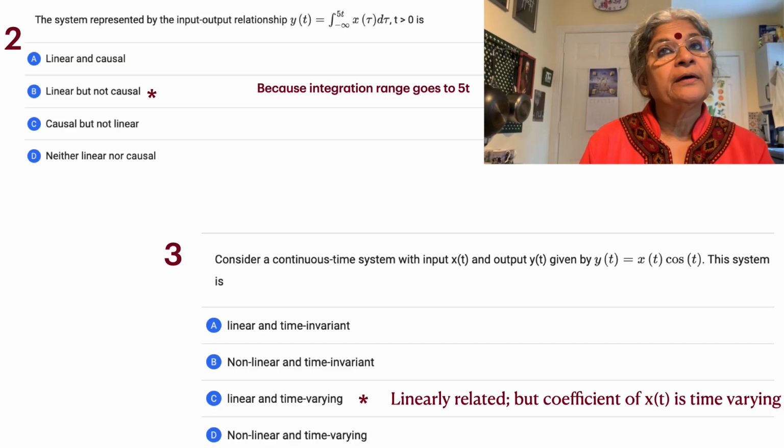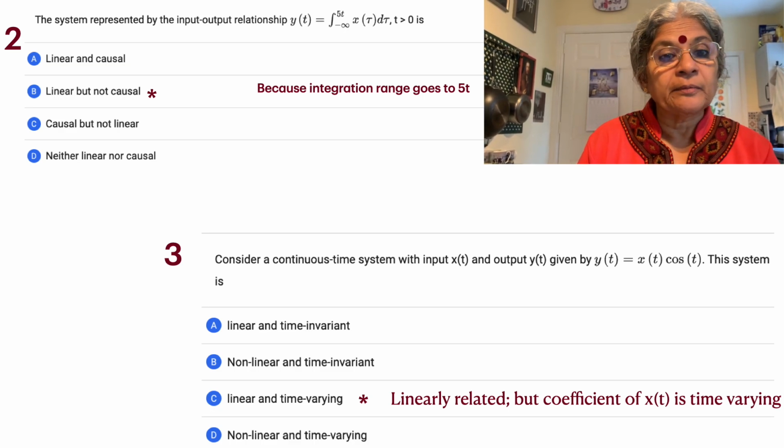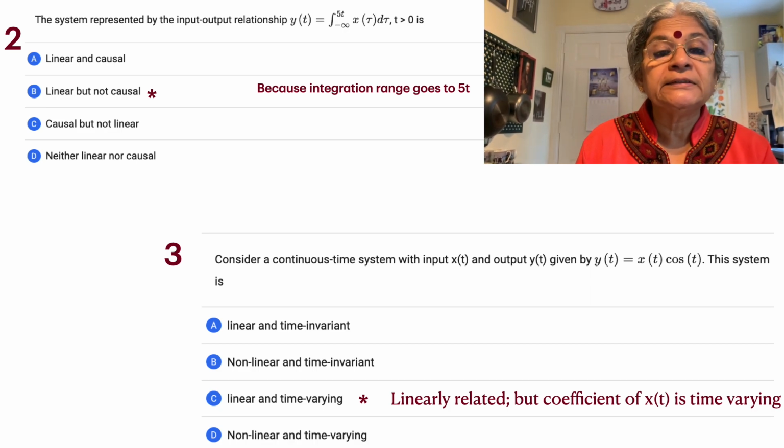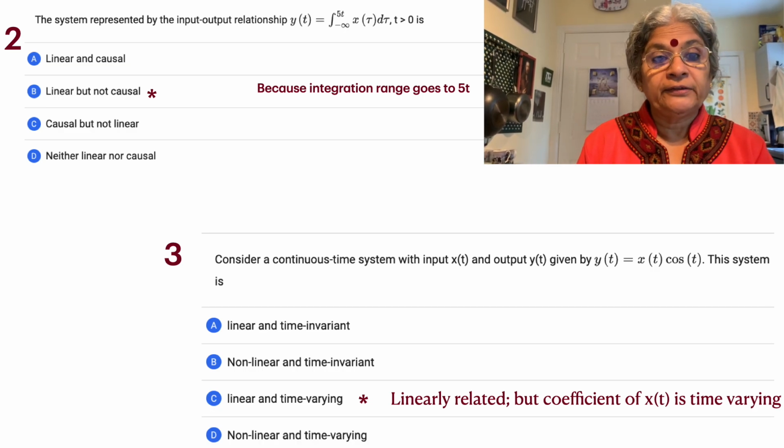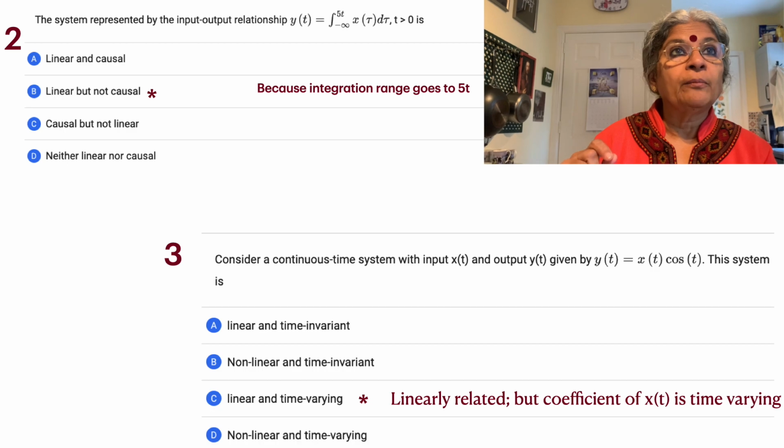So what are the different options that are available? Is the system linear? Of course it's linear. But is it causal or not? It is not causal because the integration ranges from minus infinity to 5t. Okay, 5t we'll talk about.